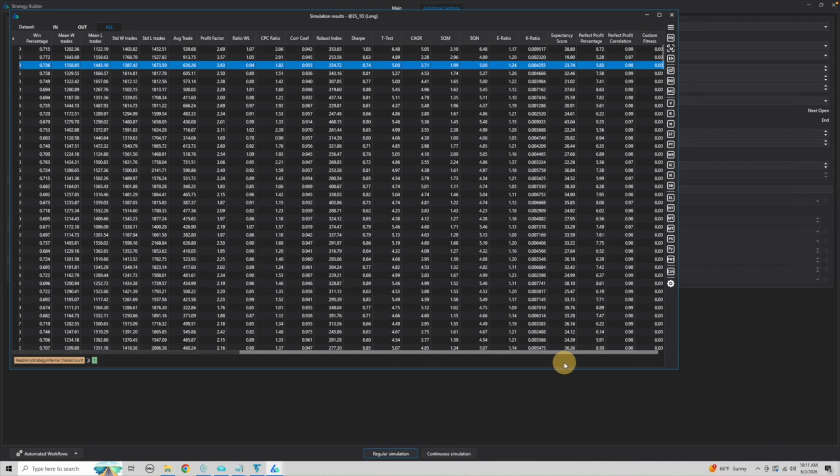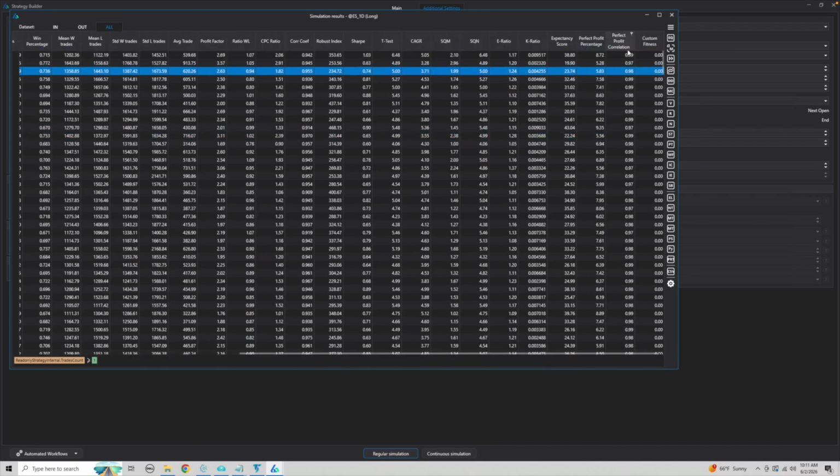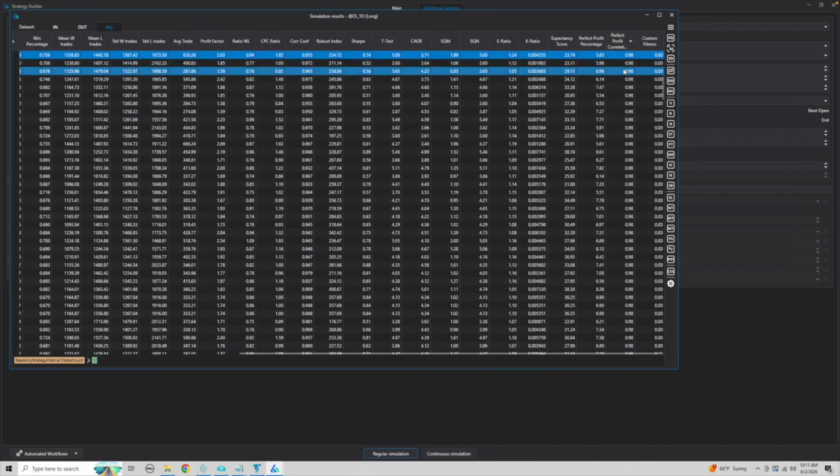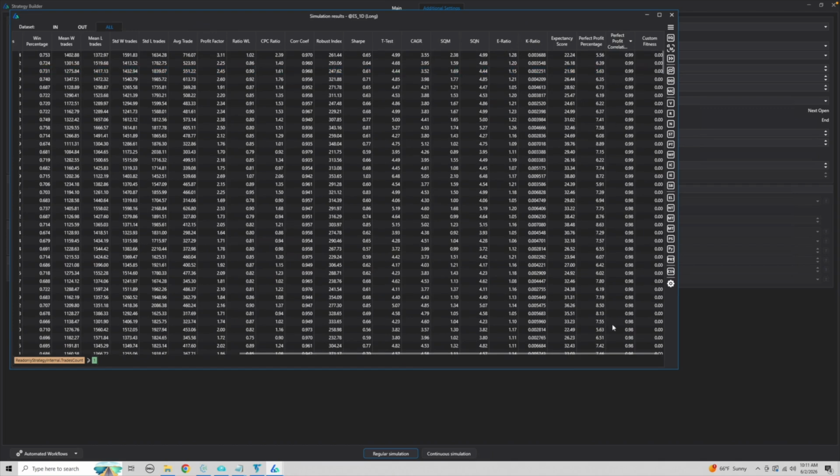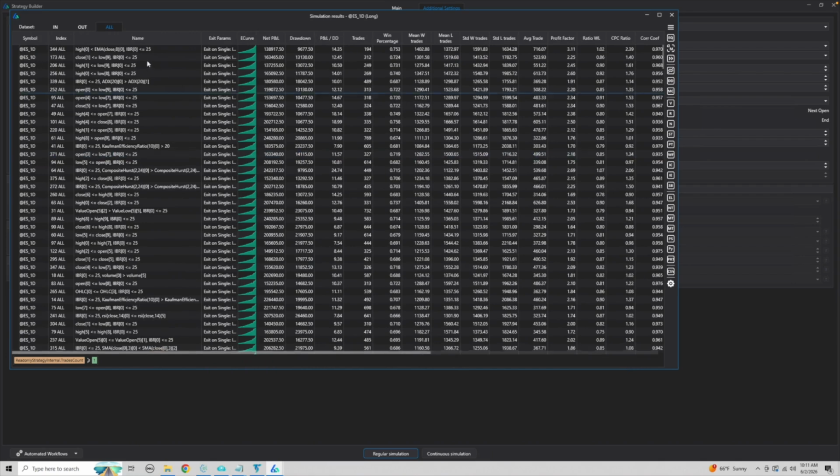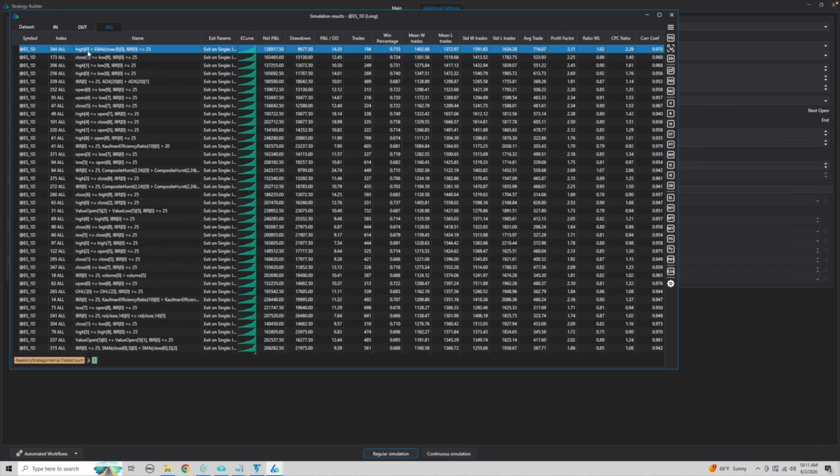Another thing I like to look at is perfect profit correlation. I'm just going to organize that by the highest. So this ranks these by how straight the equity curve is. And we can see at the very top, we have a filter that is the high of the current bar is less than the EMA of the last 8 bars at the close. So that's an interesting filter as well. Let's take a look at that one.